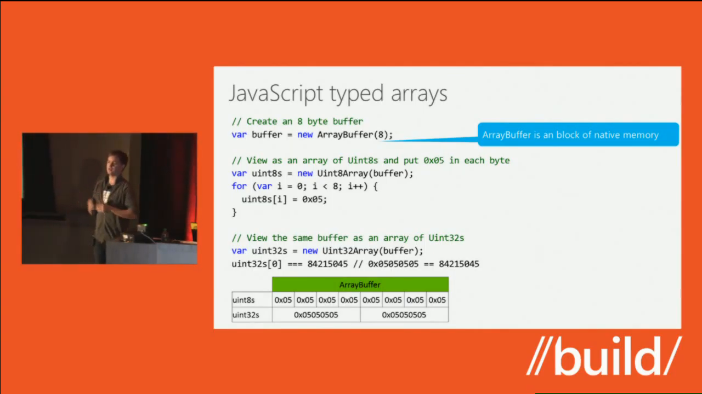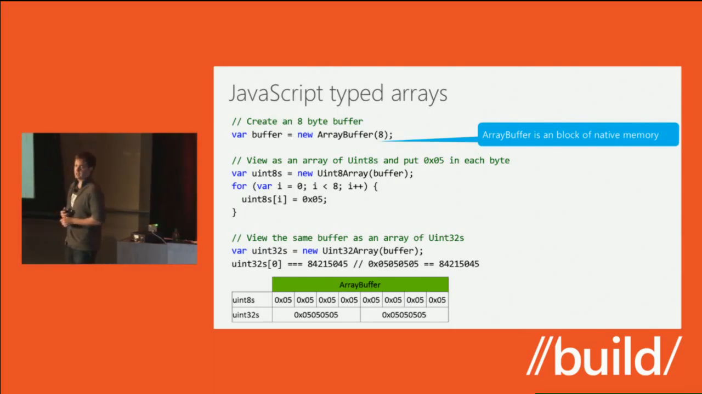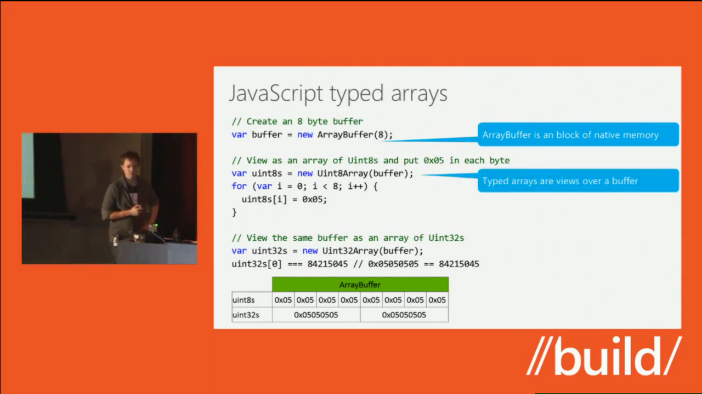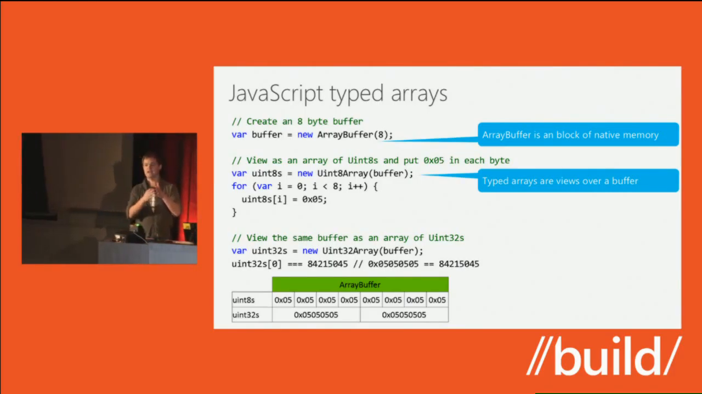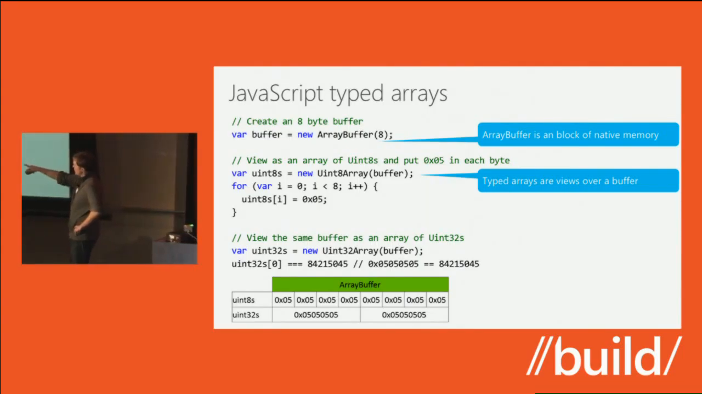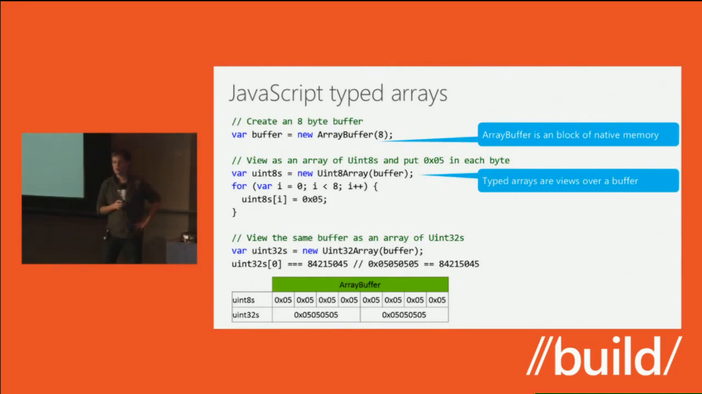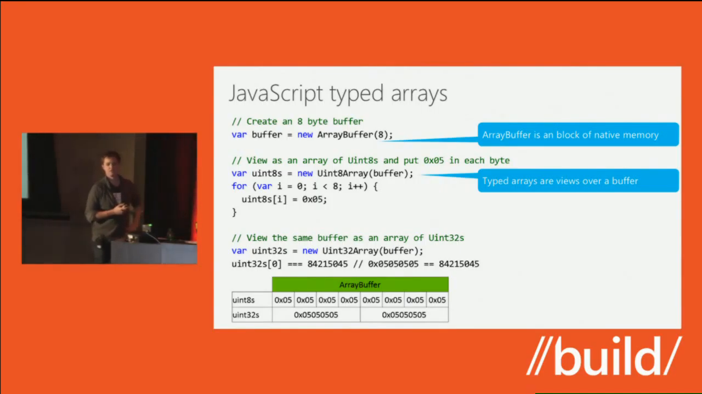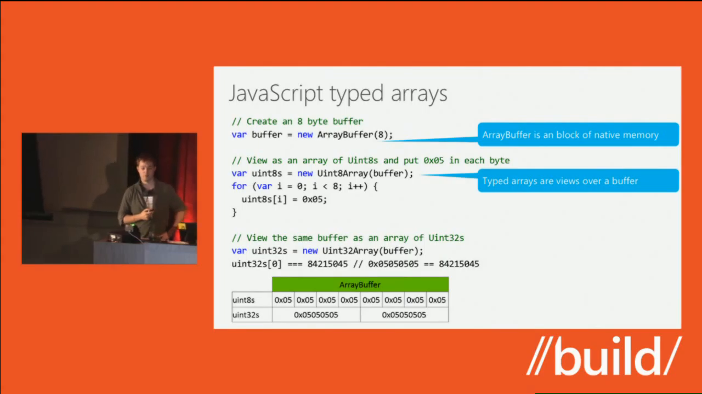It's an opaque block of memory. I can't really do anything with it using the array buffer interface. But I now have a handle to 8 bytes of memory. What I can do with it is layer views on top of it. So I can create something like a Uint8Array passing it the buffer. And what that does is give me a view of that memory as an array of uint8s. And so now when I index into that and assign the values in, you'll see in this picture down here, we end up with this 0x05 in each of the 8 bytes of this block of memory.